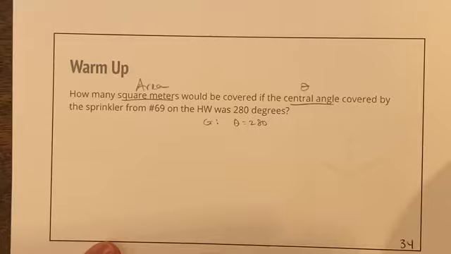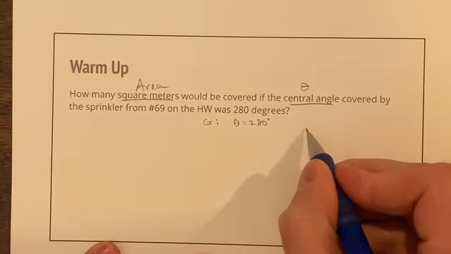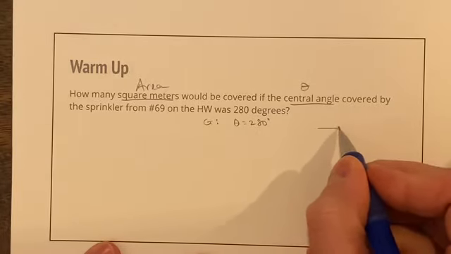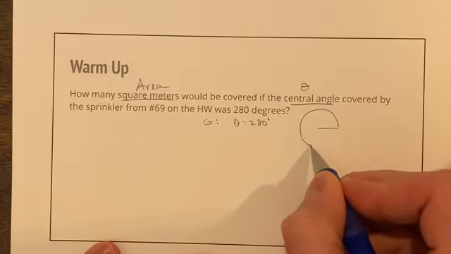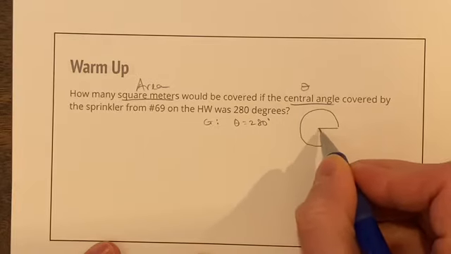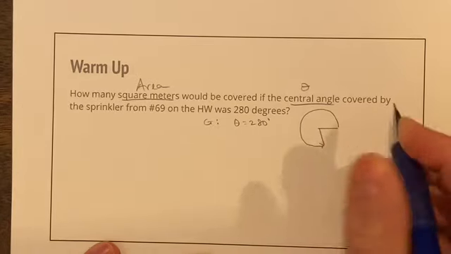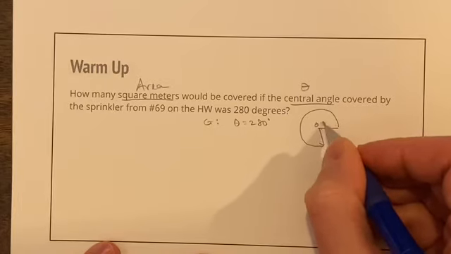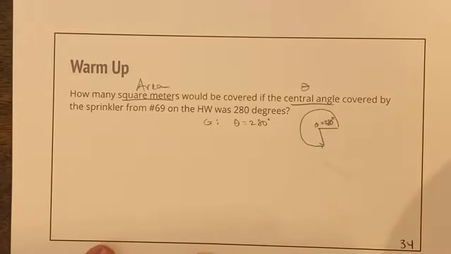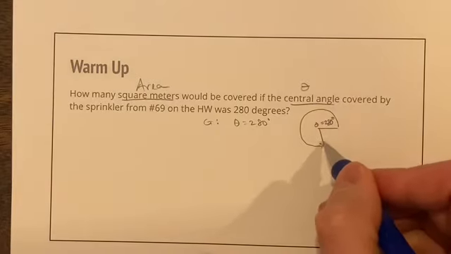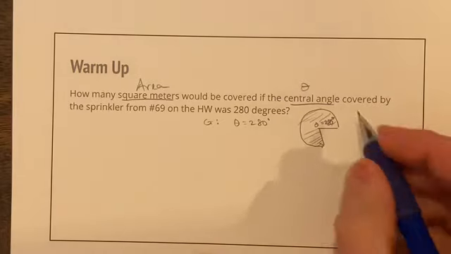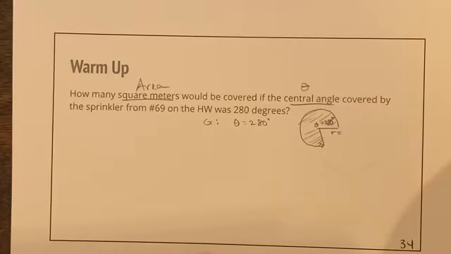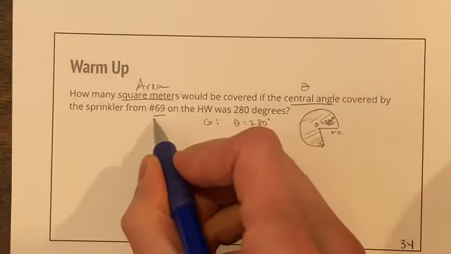We can also draw a diagram. So 280 degrees means this is 90, this is 180, this is 270, so 10 more than that. That's going to be our central angle of 280 degrees. And it's saying how many square meters would be covered if the sprinkler did that from that problem. So in order to answer that question, you have to know the radius from the problem that we did on number 69 from the homework.